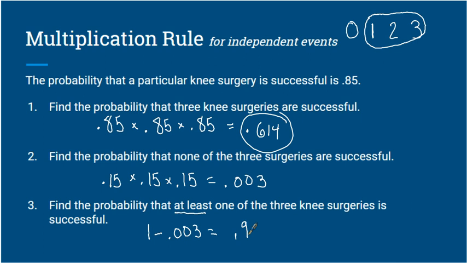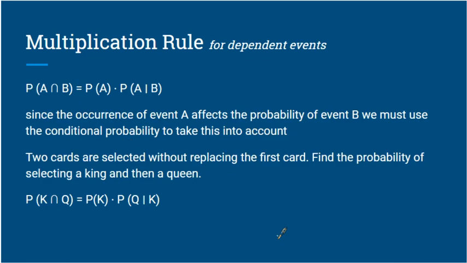So there is a 99.7% chance that at least one of those 3 surgeries, so 1, maybe 2, maybe all 3, all of those would be included in at least 1.